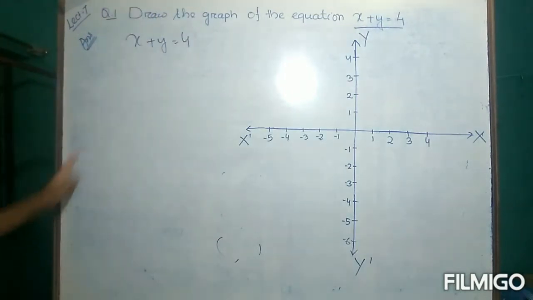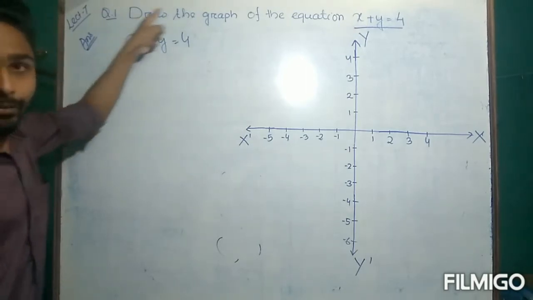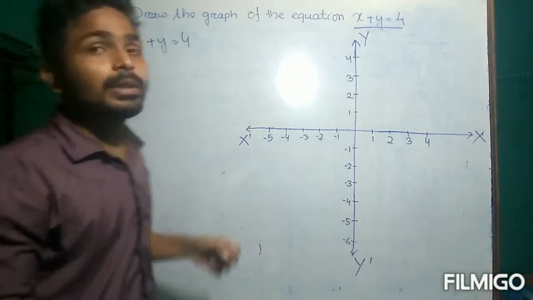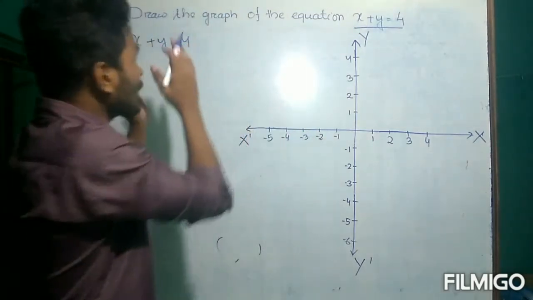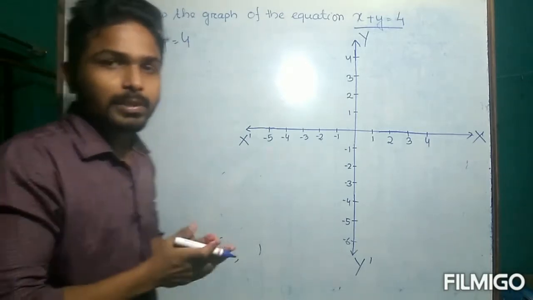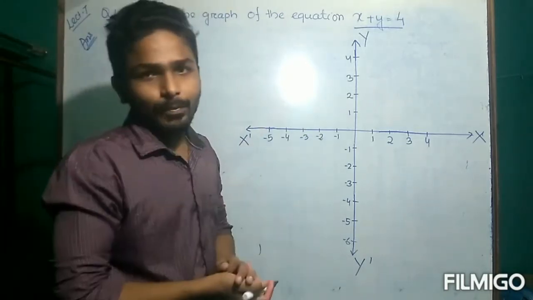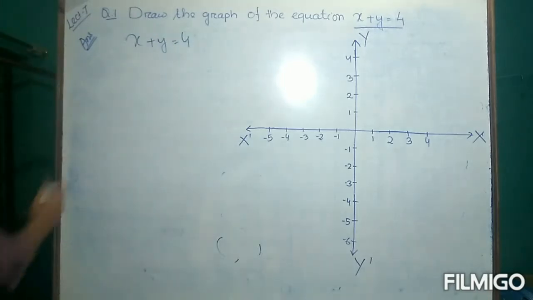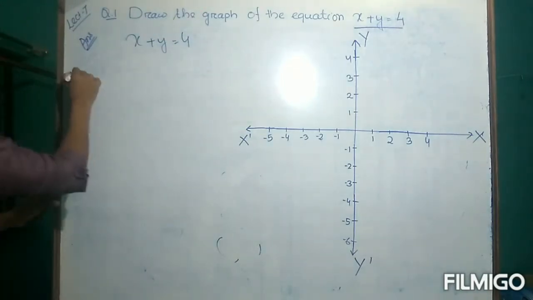As I have told you, in order to find the graphical form of this linear equation, you need to find some solutions of that equation, and those solutions must be in ordered pair form. So let's find some solutions of this equation.